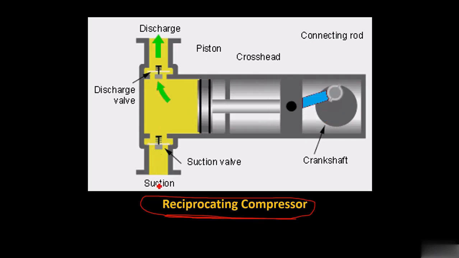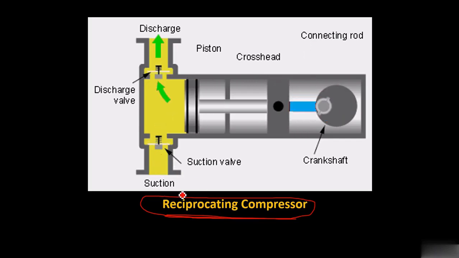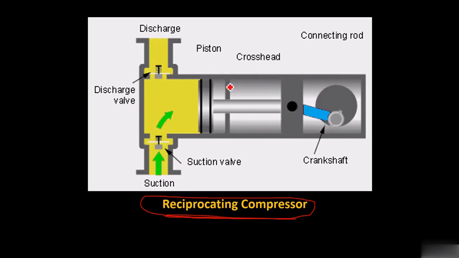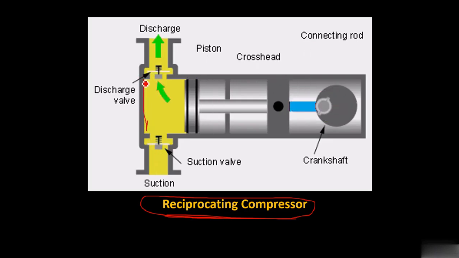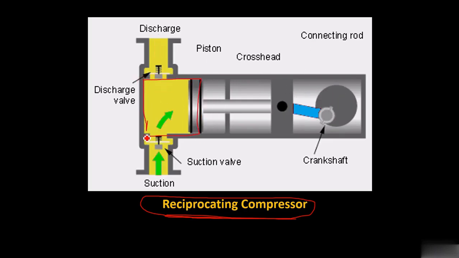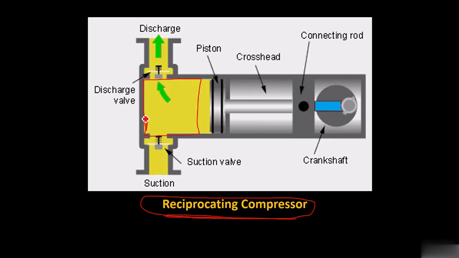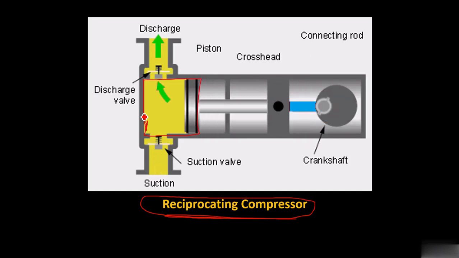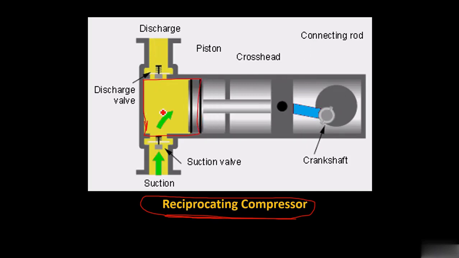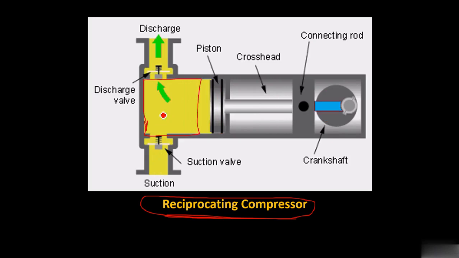We are taking this example. This is the reciprocating compressor, in which the piston-cylinder arrangement is there. Here we can see it as a system. We already know what a system is. If you don't know, then please watch my video regarding system, surroundings and boundary, which is available on my channel.